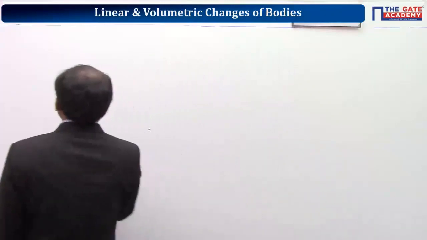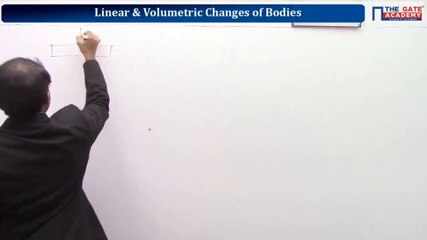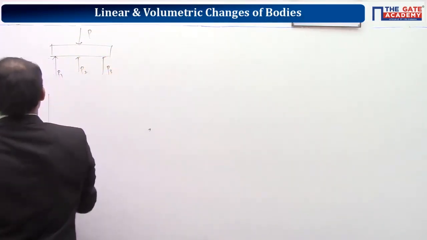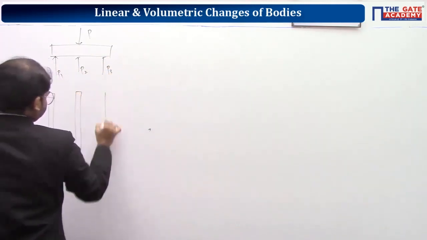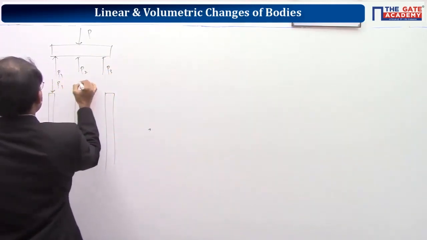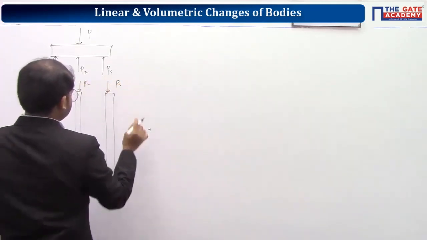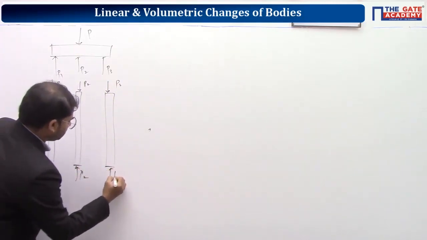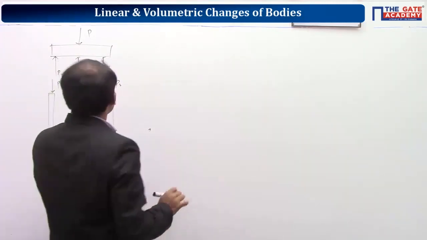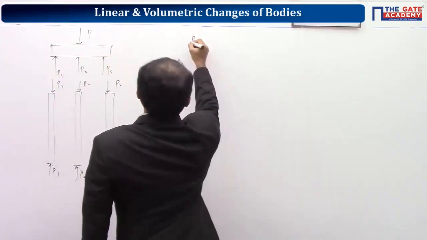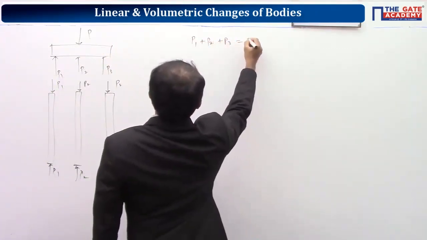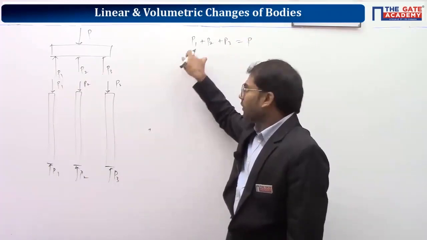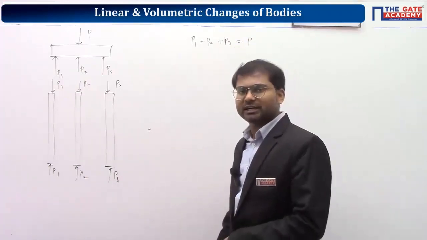Here if you draw the free body diagram, for the supports we are applying a force P, and reaction forces P1, P2, P3 will come from the bottom deformable rods. Now if you apply the equilibrium condition, we can say P1 plus P2 plus P3 minus P is equal to 0. We have three unknowns but only one equation, so it's also a case of statically indeterminate problem.